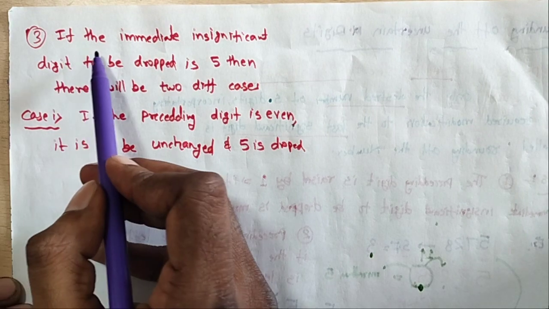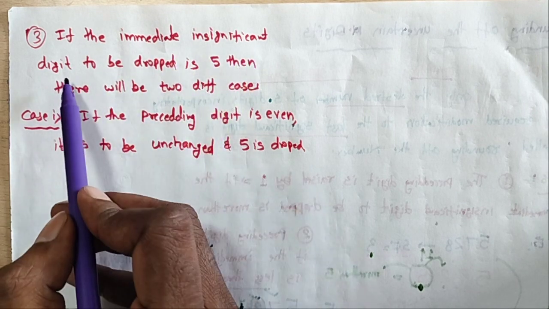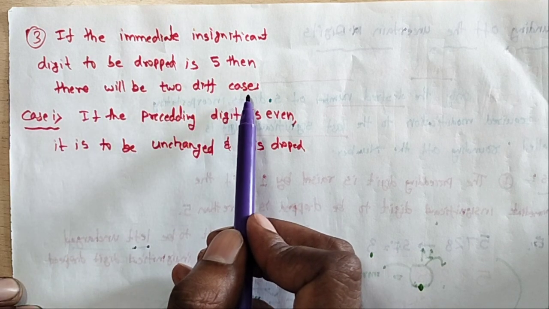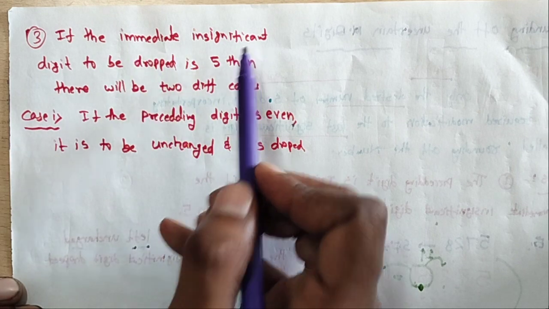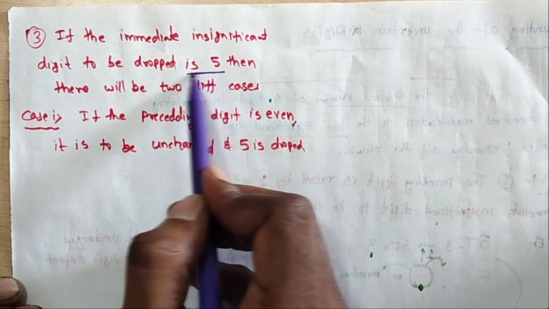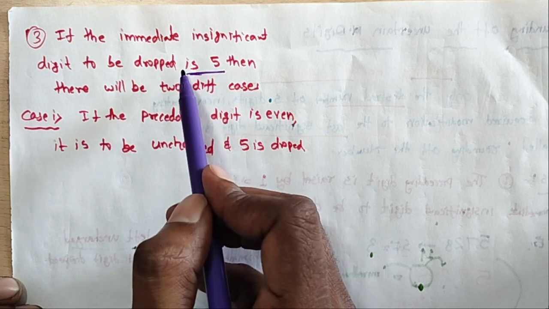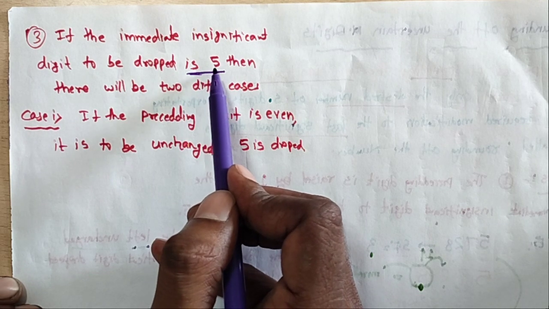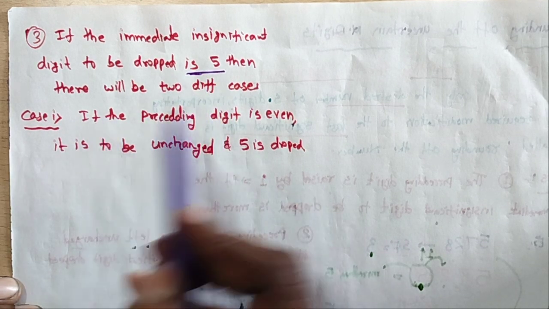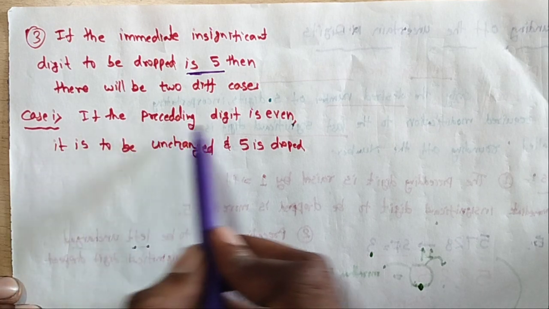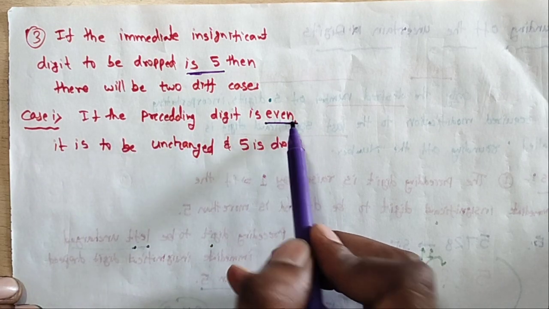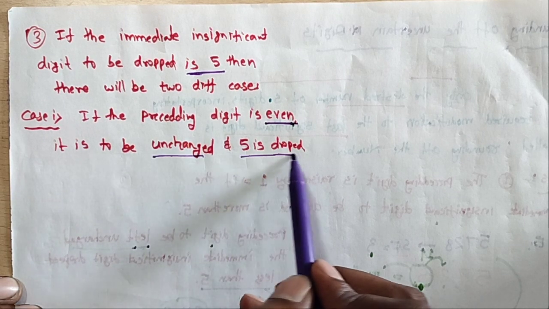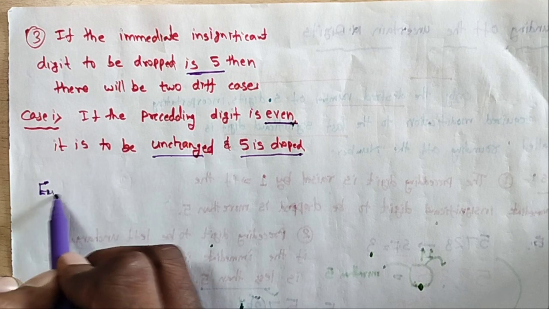Next, rule number 3: if the immediate insignificant digit to be dropped is 5, then there will be two different cases. Sometimes it is not exactly 5: in the first case greater than 5, in the second case less than 5. Suppose it is exactly 5, what happens? In this case I am taking two cases. Case 1: if the preceding digit is even, it is to be unchanged and the 5 is dropped. For example, I will give an example.